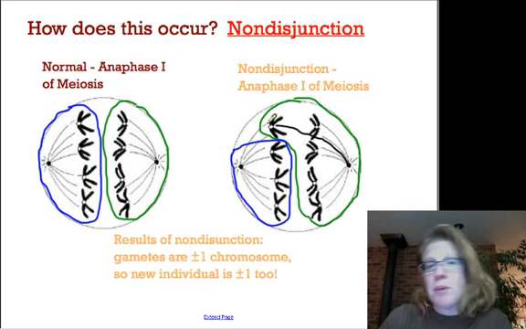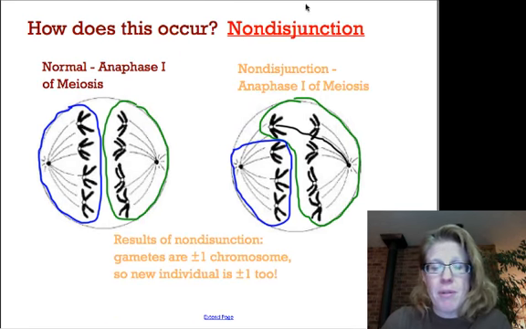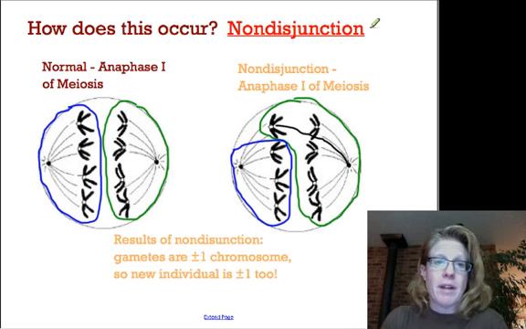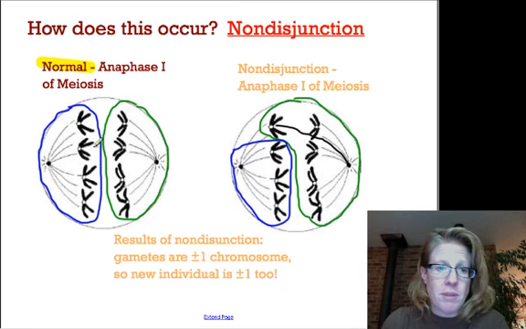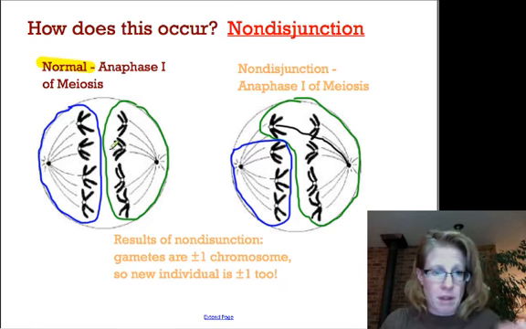How does this occur? This is related to the process of meiosis, which you learned about before. And this is a problem in meiosis called nondisjunction. Nondisjunction is when two chromosomes that should separate don't. So over here on the left in this diagram, we've got the normal one. In anaphase, each pair of chromosomes is separating, and they should be going to opposite sides.